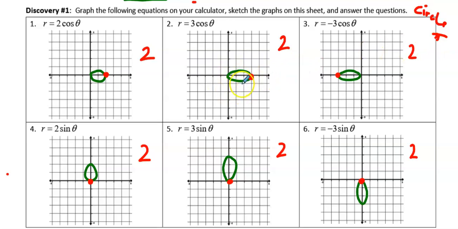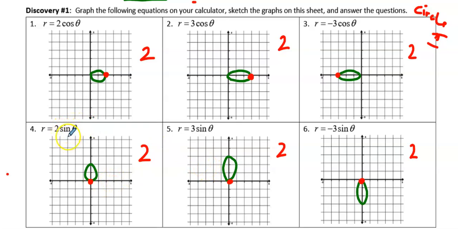So for circles, a period is going to be pi, right? So we're going to go 1 full time. So think about it like this. Why does cosine start here and sine start here? Well, if you plug in cosine of 0, cosine of 0 is 1. So 1 times 2 is 2. So we're going to start our graph at 2. Cosine of 0 is 1 times 3 is 3. Sine of 0 is 0. And so then we start at the origin.